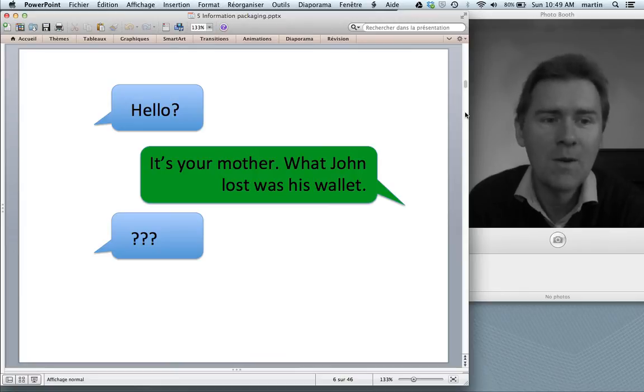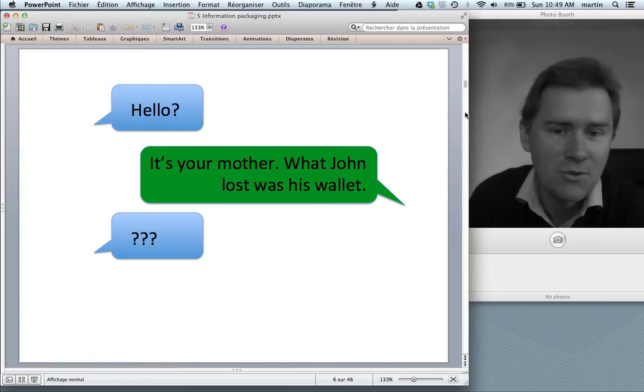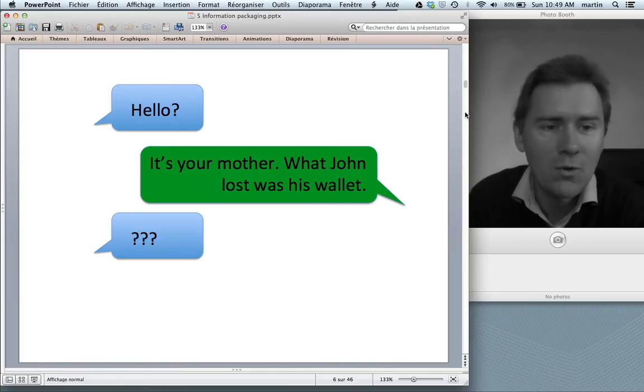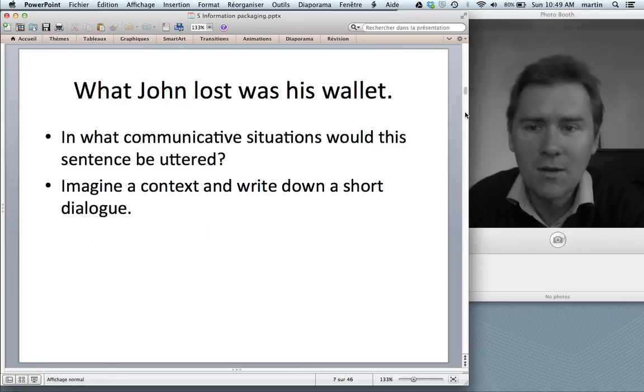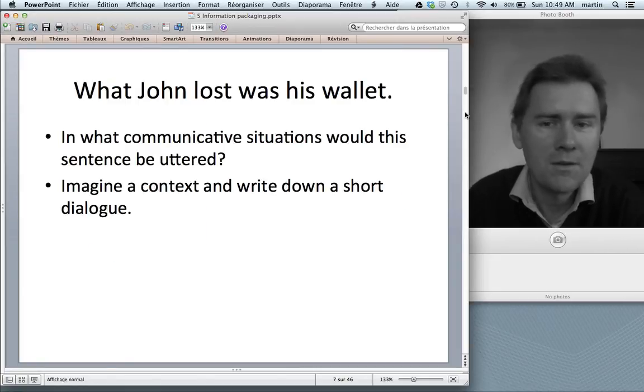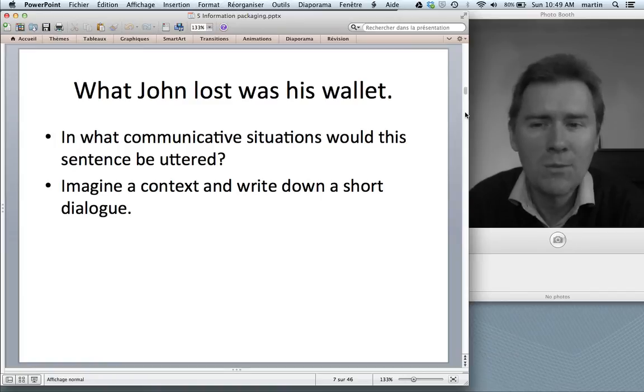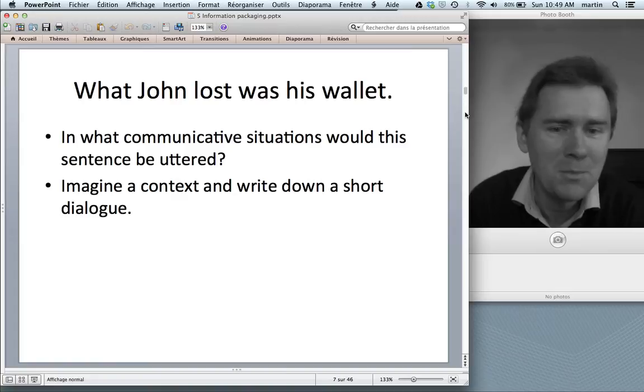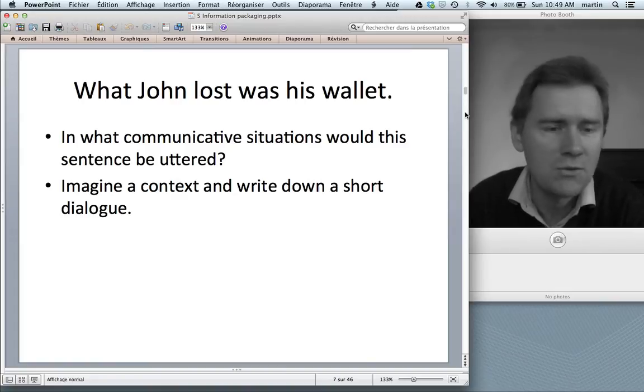And the question is, if "What John lost was his wallet" can be paraphrased by "John lost his wallet," why is this an odd way to open a conversation? Do you have an idea? I would invite you to think about the sentence "What John lost was his wallet." In what communicative situations would this sentence be meaningfully uttered? I would like you to pause this video, imagine a context, and write down a short dialogue. Ready? Okay, then I'll continue now.